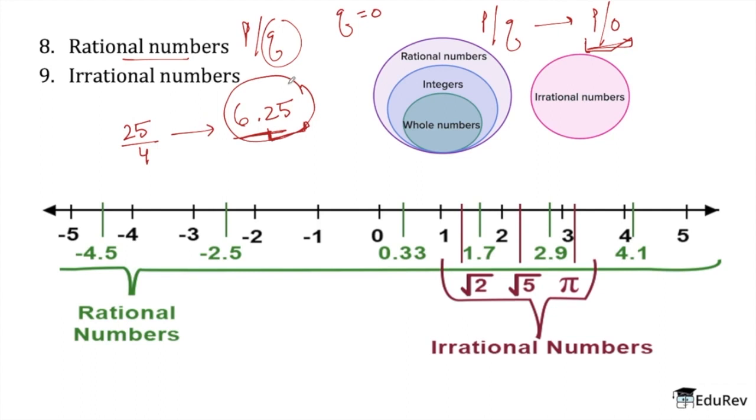Second trick is when your number is non-terminating but it's repeating. For example, 0.33333 and so on. Now this number is not terminating. That means this number is not ending, but it's repeating. That means the digits are repeating themselves. So this is going to be your rational number, right?